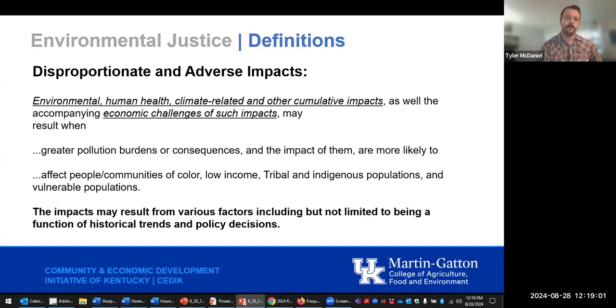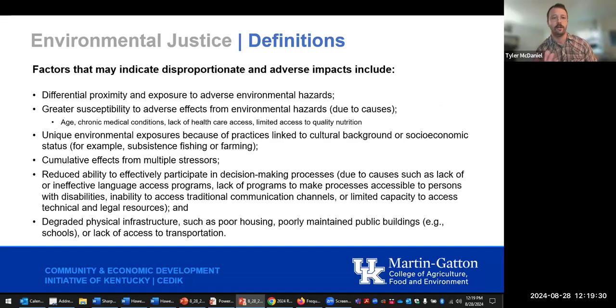Yeah, and I think a lot of that dovetails and plays into this idea of what's called legacy pollution. These are sites and impacts that have been in a place for a really long time, and that have maybe been stacking on top of one another, and those could be a result of, like Shane said, those historic trends. They could be policy decisions, but as we move forward into the next slide, we'll talk about some of these factors that are going to indicate what a disproportionate and adverse impact includes.